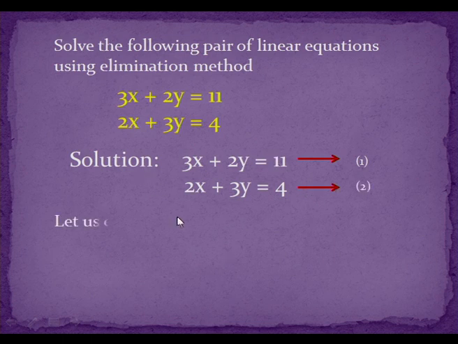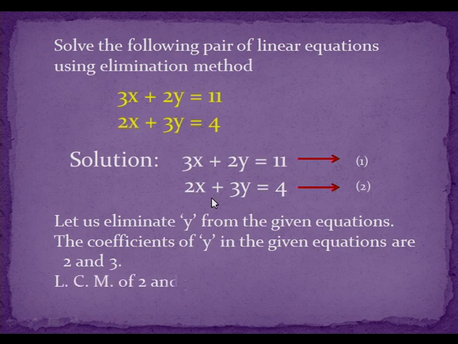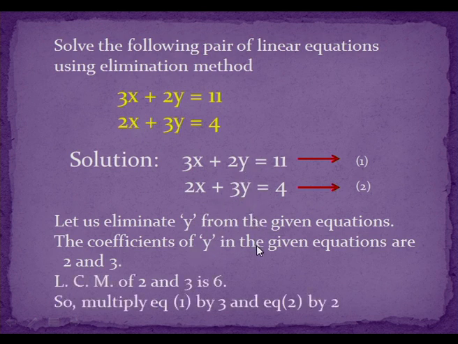Okay. Now, what are we going to do? We will try to eliminate y from the given equations. So, we are going to remove this y part from the equations. The coefficients of y in the given equations are 2 and 3. If you observe children, in equation 1, the coefficient of y is 2 and in equation 2, the coefficient of y is 3. So, the coefficients are 2 and 3.